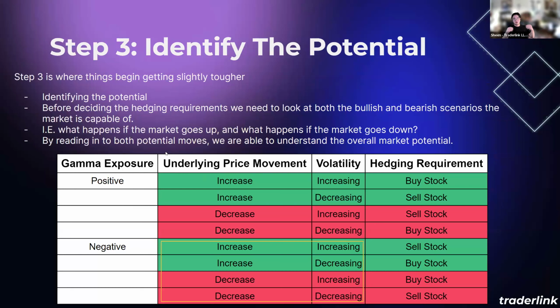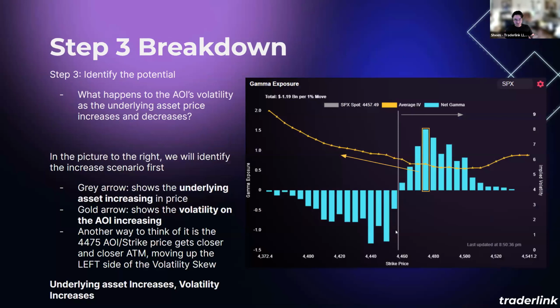So you just want to go column by column after identifying positive, negative, what is the AOI? By reading into both potential moves, we're able to understand the overall market potential, right? This is where we get into, is it a buy? Am I looking for longs for the day? Am I looking for shorts for the day? Or am I just not trading? So step three breakdown, identify the potential.